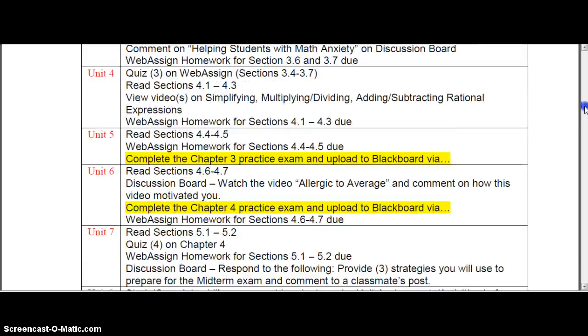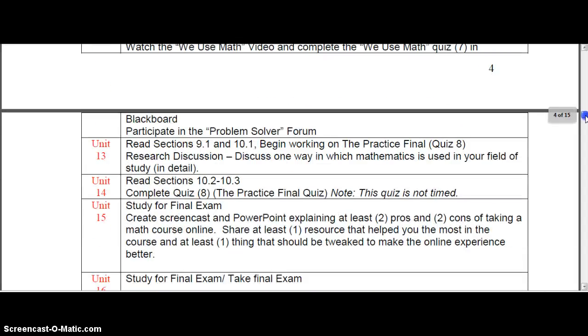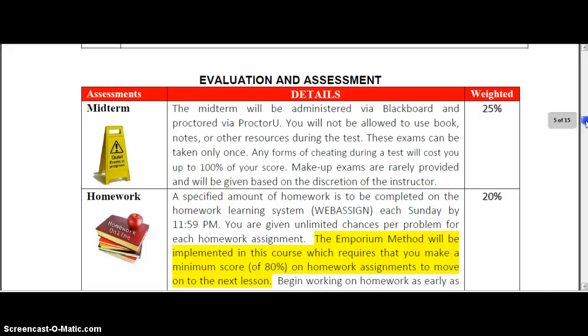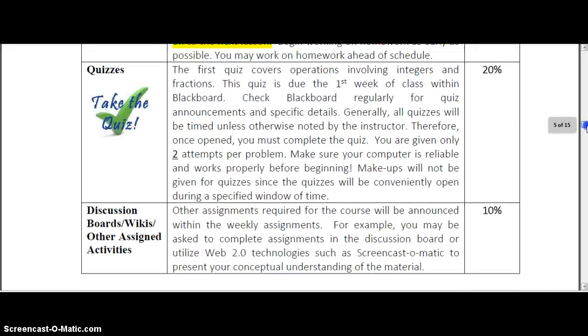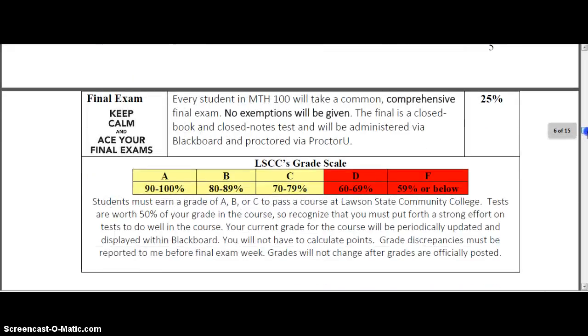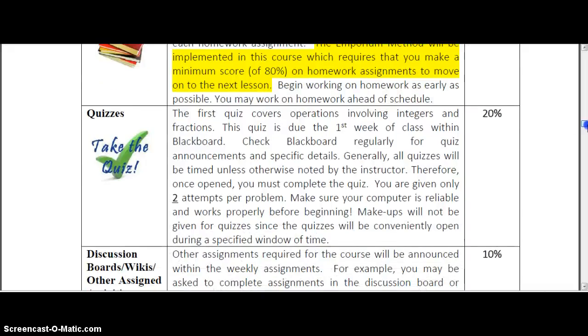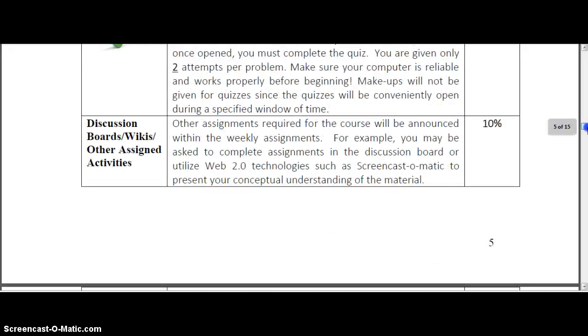So I'm going to skip all of the units. You can read that. And we're going to go to evaluation and assessment. Your midterm and your final exam will be the only exams in the course. Everything else will be homework, quizzes, and other assignments.